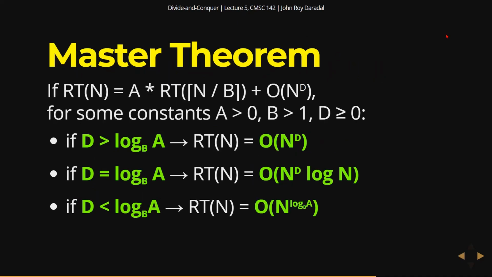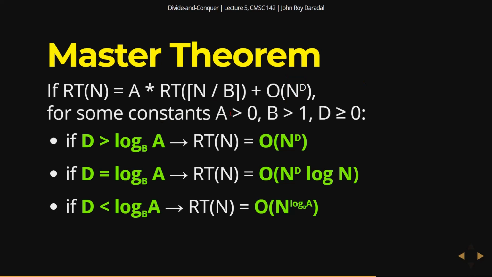Now for the master theorem, given that the running time can be expressed like this, so a times running time of n over b plus O of n raised to d for the merge step, for some constants a, which has to be greater than 0. You cannot be solving just 0 sub-problems. So it could be 1, 2, or 3 sub-problems and so on. And b should be greater than 1. So it should be 2, 3, 4, because you're either halving it or dividing it into 3 or into 4 and so on. And then d could be greater than or equal to 0 because this could be constant time. So n raised to 0 is equal to 1.